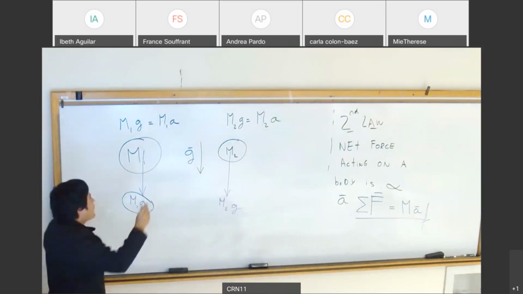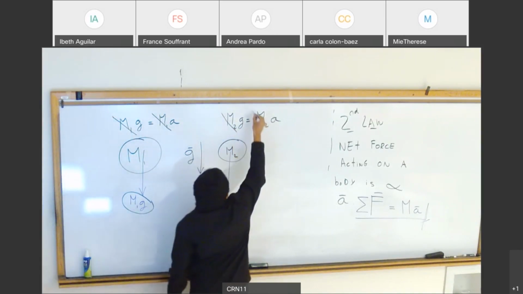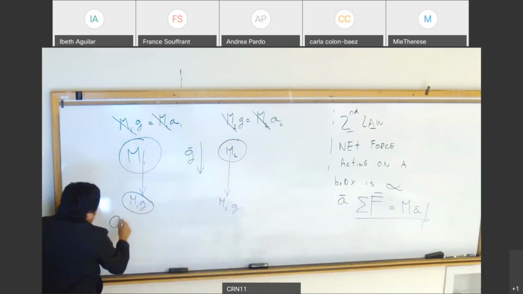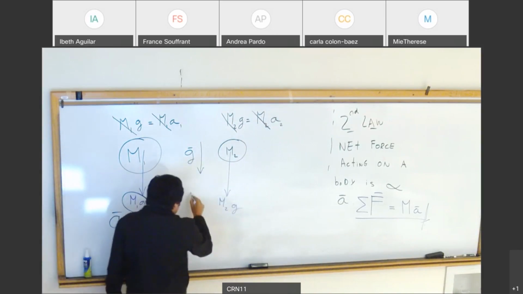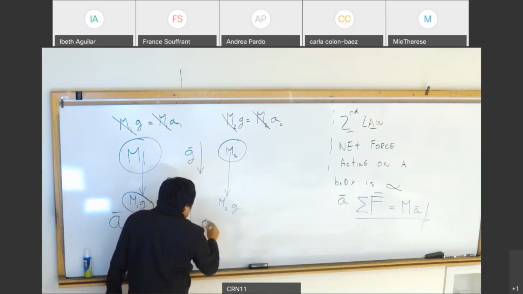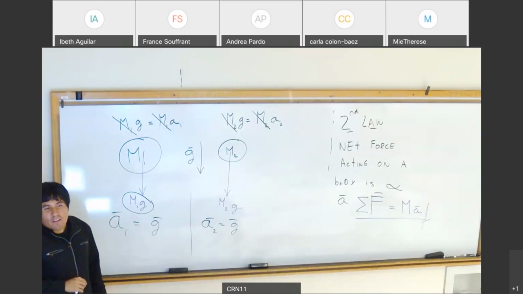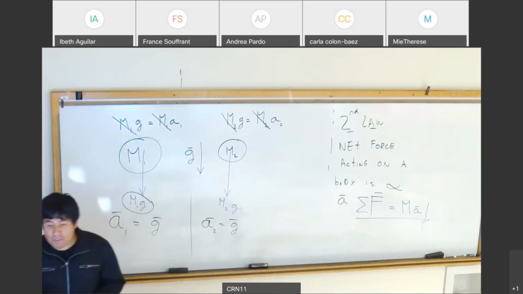Aha! Look what I can do. It cancels. So the acceleration for this one is gravity, and for this one is also gravity. They are falling at the same rate, the rate of the acceleration of gravity, 9.8 meters per second squared. That's why. Any questions?